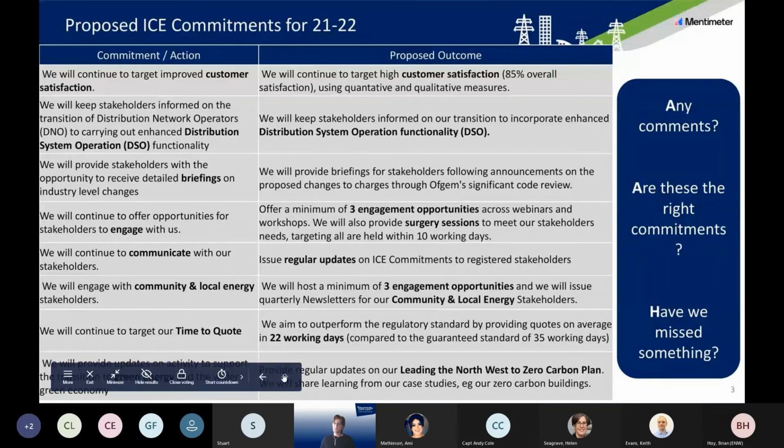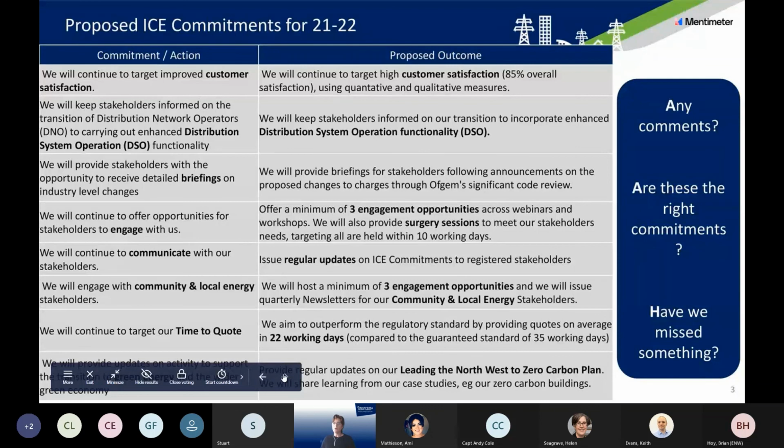We have a few business as usual commitments in terms of offering events like today. So we are committing to do a minimum of 3 engagement opportunities using webinars and workshops to make sure that we are either providing you with updates or giving you a chance to talk to us about specific topics, and just making sure that we keep that engagement ongoing.